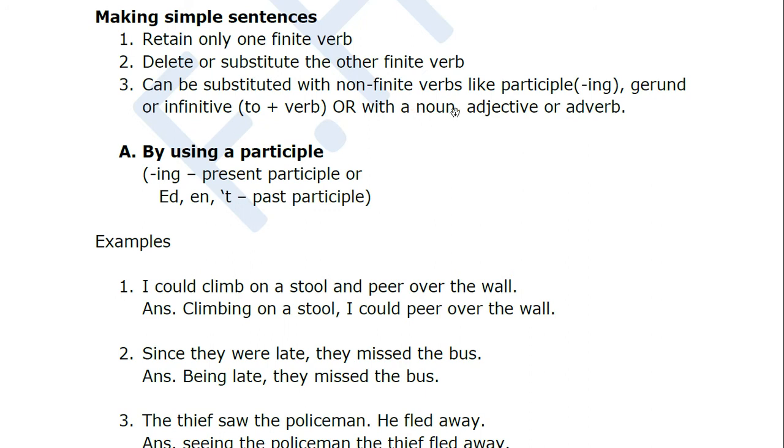Or with a noun, adjective or adverb. So if you can substitute that with a noun, an adjective or an adverb, that is the way you will do it. Now, how to do all this? I will show you each of these. The first one, by using a participle. Now, we learn how to change by using a participle. That is, in the present tense, it will be ing. If the sentence is in past tense, it will be ed, en, or t.